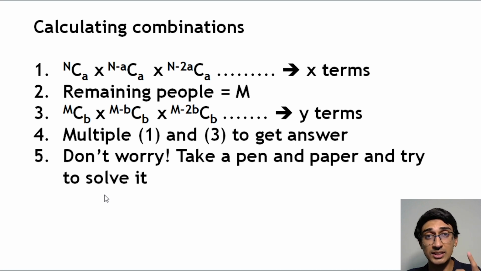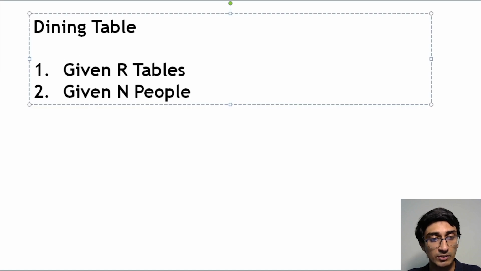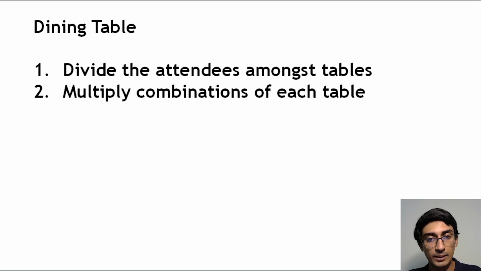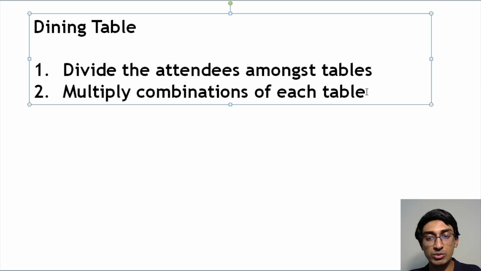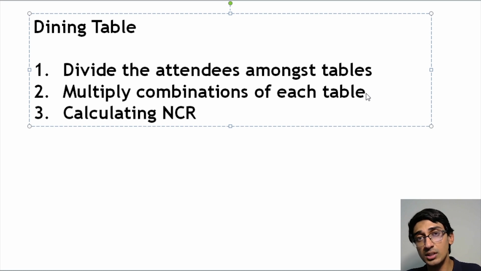The thing is, as I was discussing last time, we should always divide this question up into different parts, and we actually did divide this question up into different parts. Dividing the attendees amongst the tables and multiplying the combinations of each table. One thing that I did not mention here, which again we'll have to do, is calculating NCR, that is calculating the combinations. Here you can apply certain optimizations, and I'll tell you what those optimizations are.